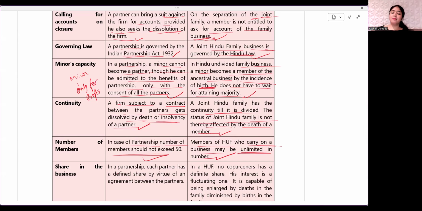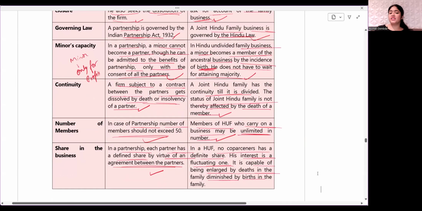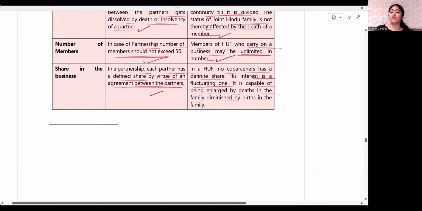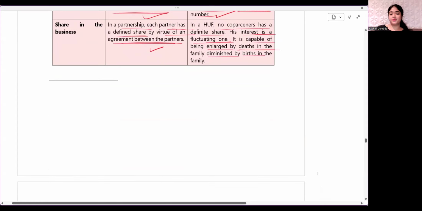Share in the business. In a partnership, each partner has a defined share by virtue of an agreement between the partners. So they have an agreement where they mention their profit sharing ratio. In HUF, no co-partner has a definite share. His interest is a fluctuating one. It is capable of being enlarged by death in the family and diminished by births. So here there is no specific share of profit. It is just a floating share. Any amount you want to withdraw as profit, you can withdraw from your partnership business.